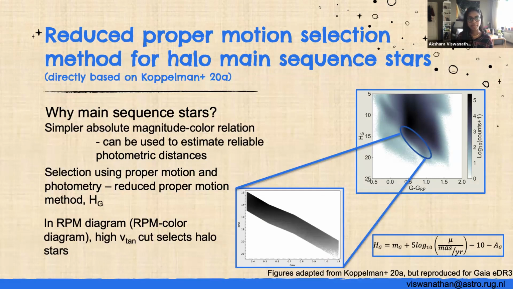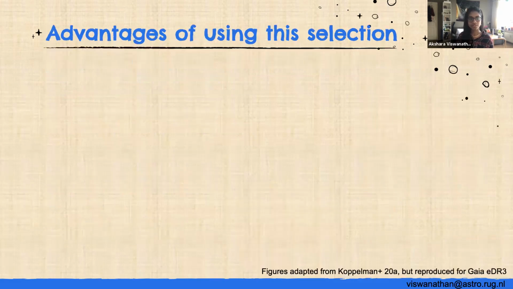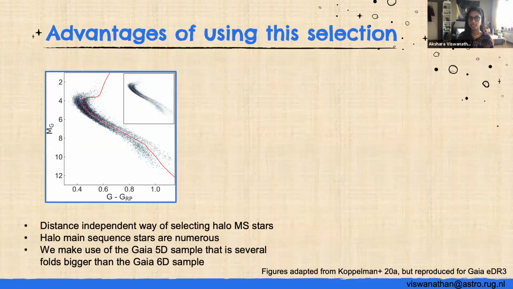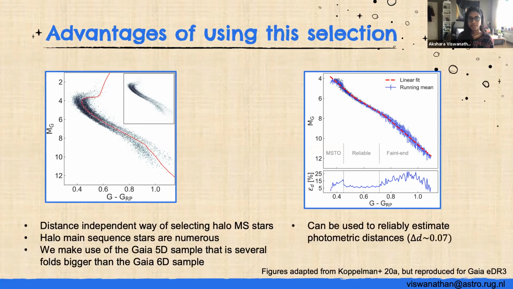And the advantage of using this selection is that this is a distance independent way of selecting the halo main sequence stars, and the main sequence stars are numerous in the halo, and we make use of the Gaia 5D sample, which is several times bigger than the Gaia 6D sample. And one of the major advantages is that we're able to estimate the photometric distances reliably. So within the reliable color cut range, the distance uncertainty is down to 7%.